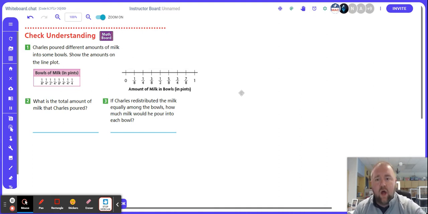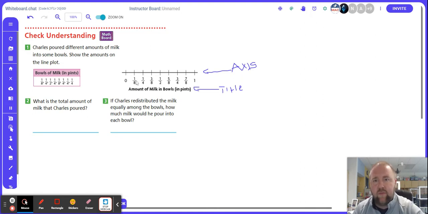Okay, so I have some data here. It says Charles poured different amounts of milk into some bowls. Show the amount of milk on the line plot. So with a line plot, we have the title underneath. That's our title. We have our axis right here as well. That is called our axis. I'll spell this out as title so we can see that as well. And then all of these numbers on here are based on the title. They're different amounts of milk in pints.